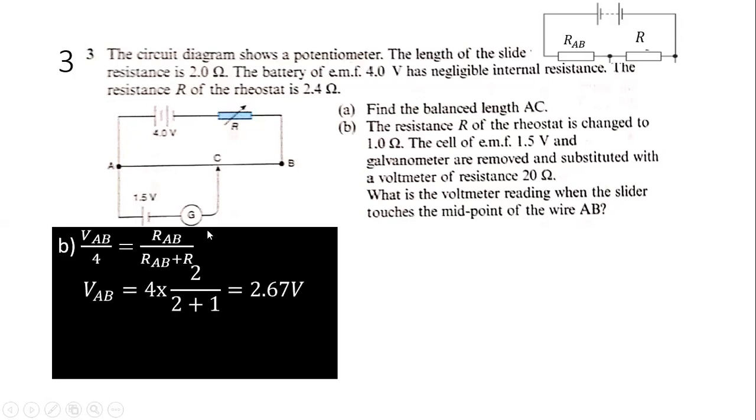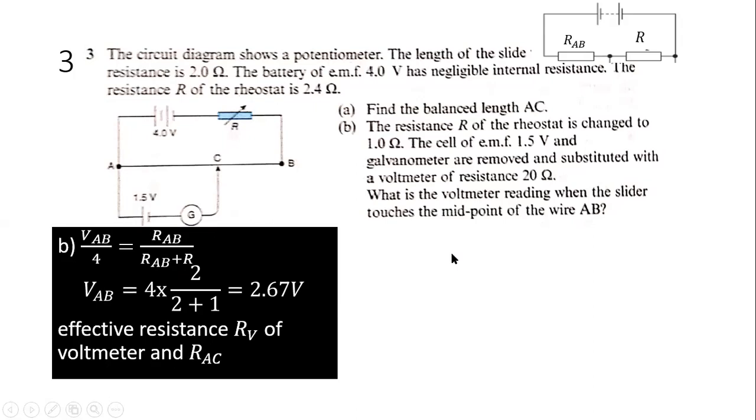Take your 4 across there. This one is still 2 ohm. So that's 2 ohm plus your 1 ohm for this one. Okay, so you get 2.67. Then you can find the balance length there and the voltmeter reading.